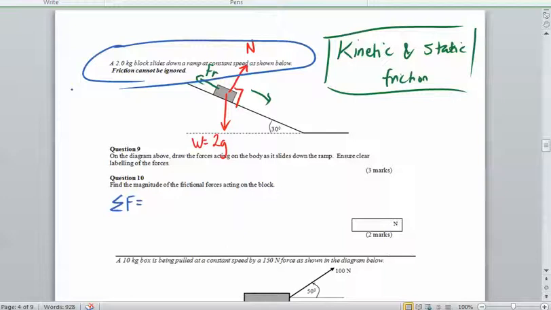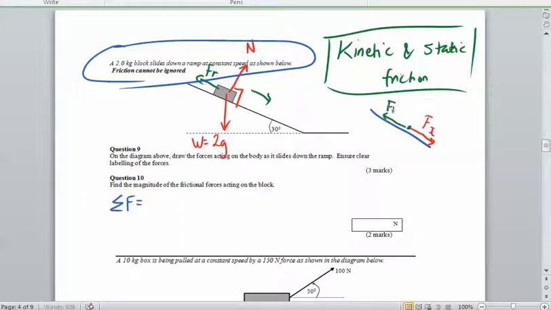Good. If it's constant speed, it means that there's no acceleration. If there's no acceleration, there's no net force. It's not saying that there's no forces, there's no net force. So to find the magnitude of the frictional force, we have to consider the forces. Let's consider the forces parallel to the slope, though. So we've got a force going this way, which is the component of the weight force going down the hill. And then, of course, we've got our frictional force opposing that.